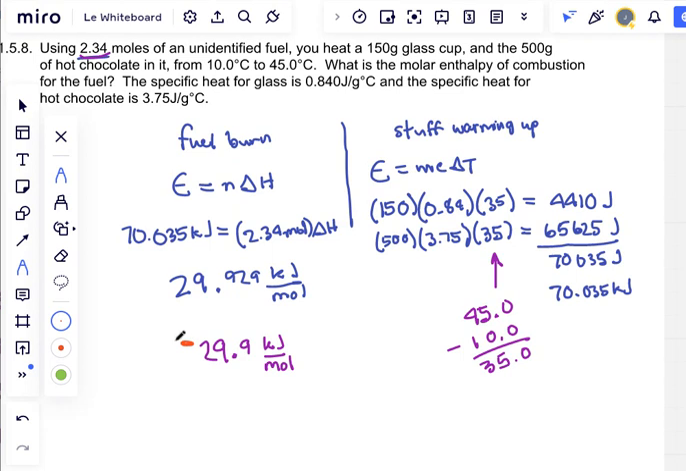How do we know this reaction is exothermic? Because the surroundings heated up. The glass cup and the hot chocolate got warmer. That only happens when you have something like a fire that's throwing heat. If these things had gotten cold, that would mean our reaction's sucking heat out of the surroundings and we would be thinking endo, but today this is exo.